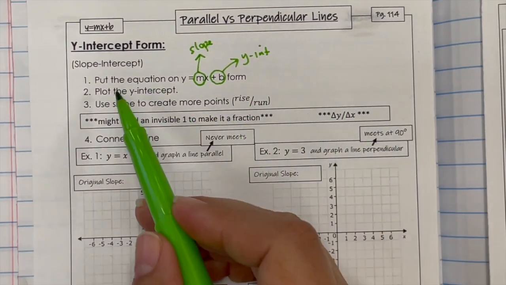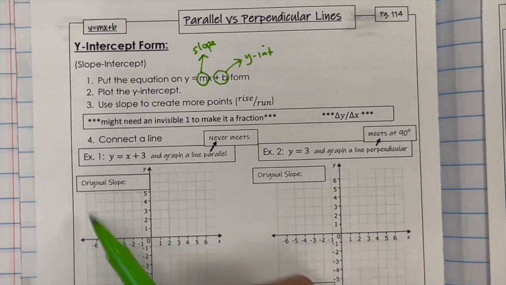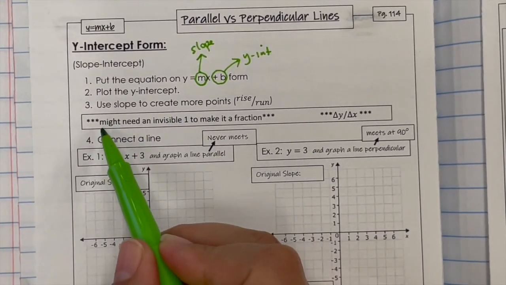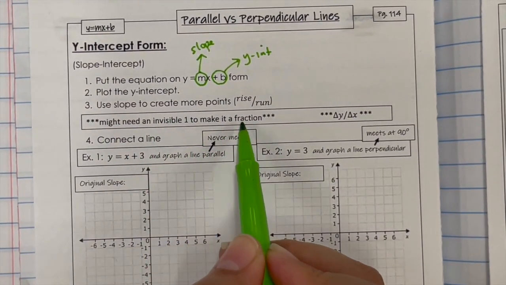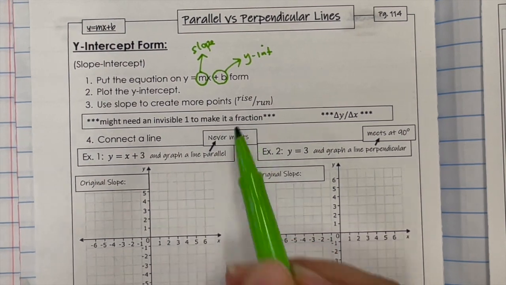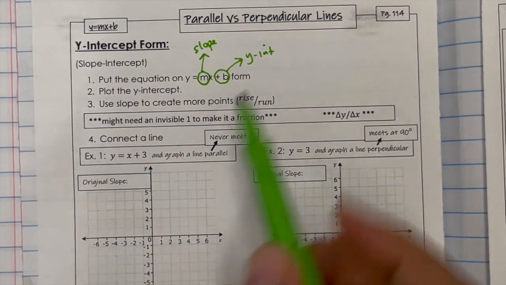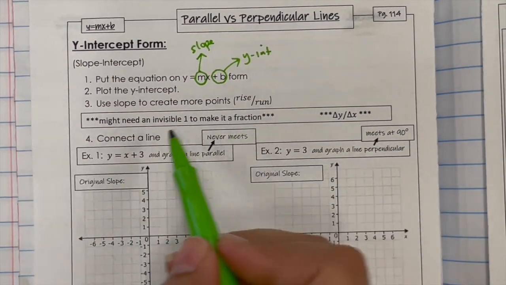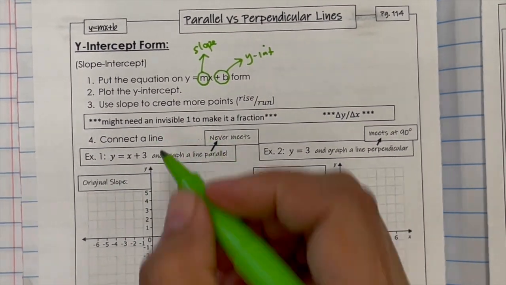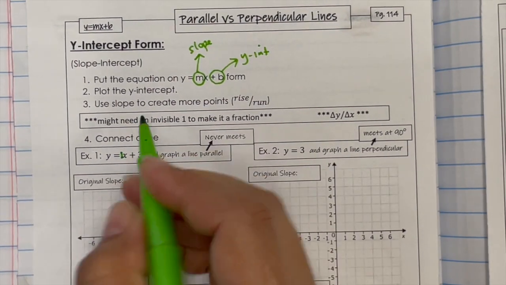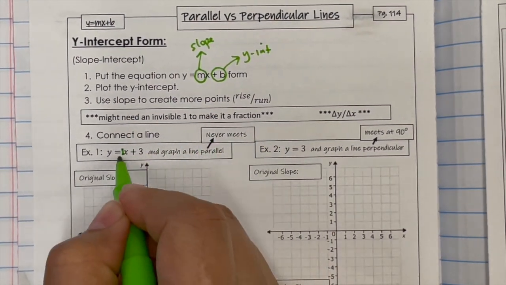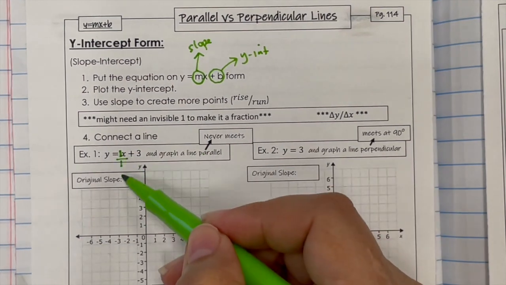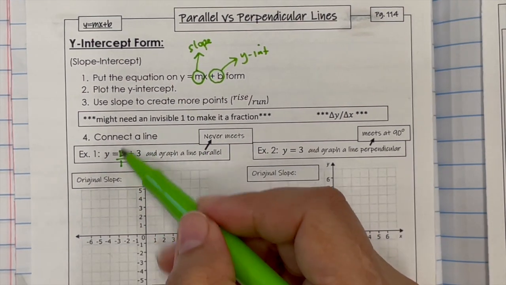So let's go ahead and follow these instructions to plot this. Please note that you might also need to add an invisible 1 to make it a fraction. What that means is, if there isn't already a fraction right here, in other words, you don't have rise over run, you can make it a fraction because there's an invisible what? 1. So right here, we're going to put an invisible 1. And then to make it a fraction, we're also going to put another invisible 1, because 1 divided by 1 is 1. So those are the invisible ones.